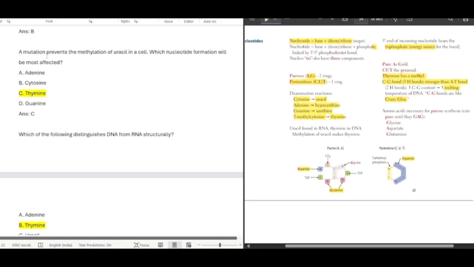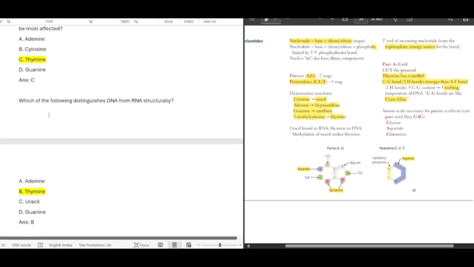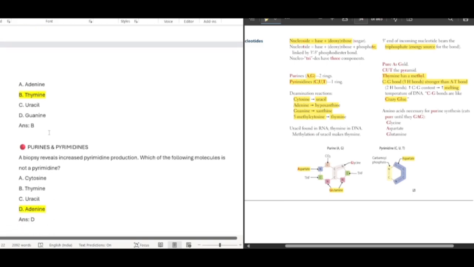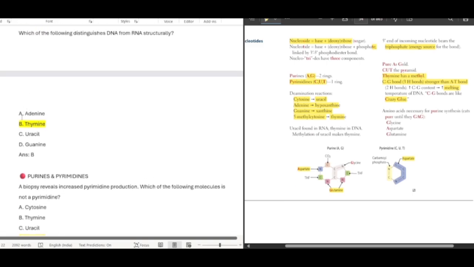A mutation prevents the methylation of uracil in a cell. Which nucleotide formation will be most affected? Methylation of uracil leads to thymine. There are more questions on this, we'll see them one by one. Which of the following distinguishes DNA from RNA structurally? DNA has thymine and RNA has uracil.